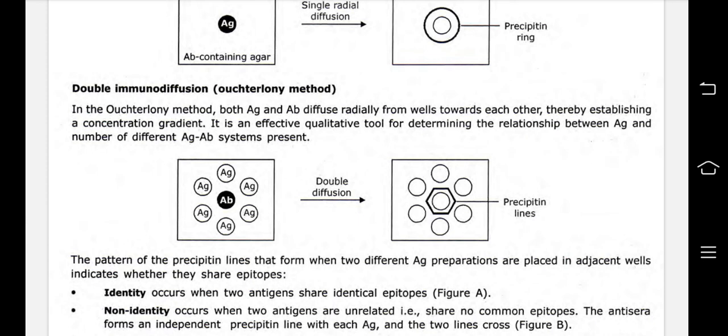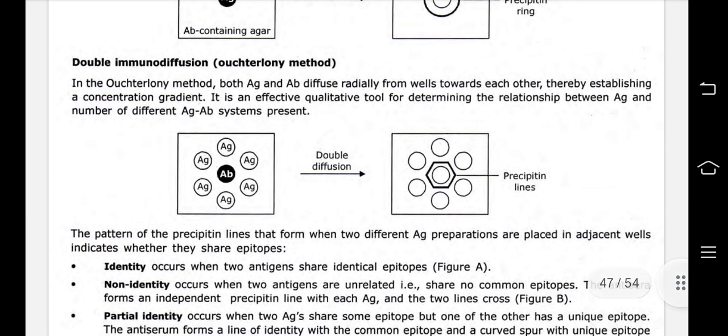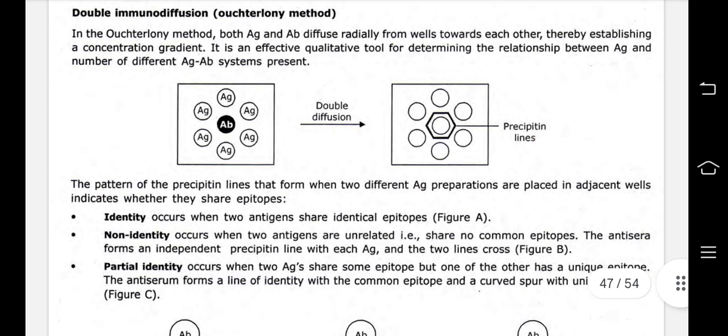In the Ouchterlony method, I'm not sure about the pronunciation, sorry. Both Ag and Ab diffuse readily from wells towards each other by establishing a concentration gradient. It is an effective quantitative tool for determining the relationship between Ag and the number of different Ag-Ab systems present. Double diffusion will be taking place.